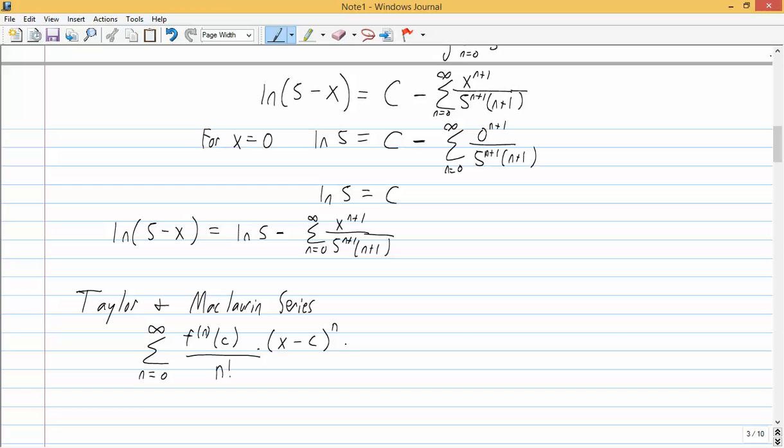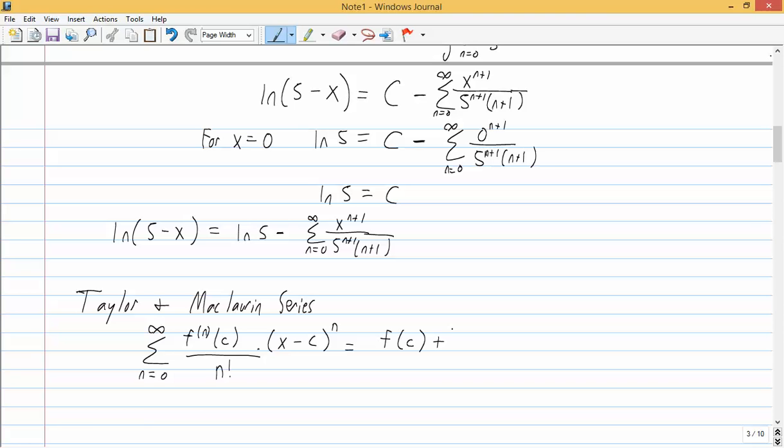Alright, and so I can write that out expanded a couple terms. If we let n equal 0, the 0th derivative you think of as just the original function. So the 0th derivative evaluated at c would just be f of c. And then this would be x minus c to the 0, which is 1, over 0 factorial, which is 1. So the first term of your Taylor or Maclaurin series is just f of c.